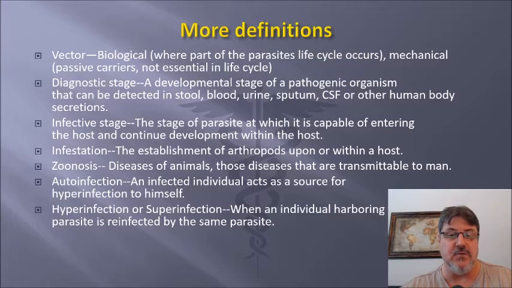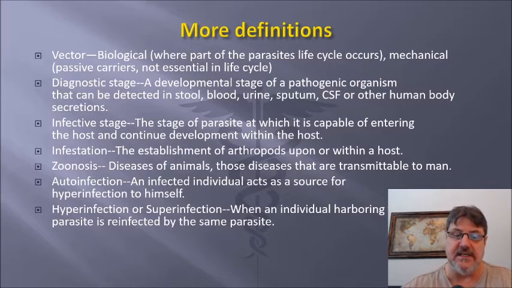An example of this would be the eggs of, say, Taenia saginata, or the cyst stage or the trophozoite stage of Giardia lamblia. Now, the infective stage is the stage of the parasite which is capable of entering the host and continuing development within the host. An infective stage for, say, Strongyloides stercoralis would be the filariform larva. Infestation is an establishment of arthropods upon or within a host.